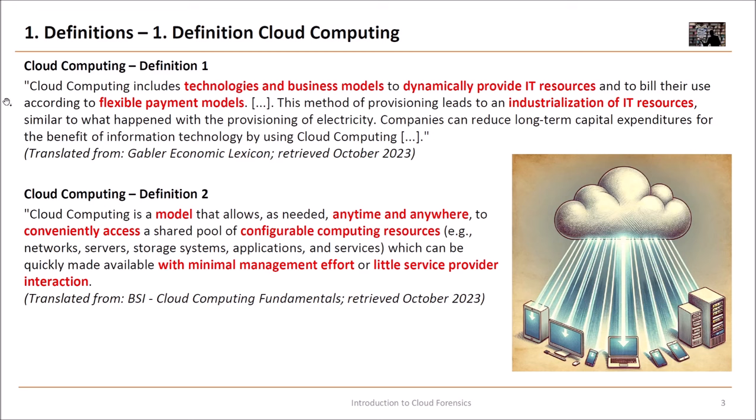The first definition is that cloud computing includes technologies and business models to dynamically provide IT resources and to bill their use according to flexible payment models. This method of provisioning leads to an industrialization of IT resources similar to what happened with the provisioning of electricity. Companies can reduce long-term capital expenditures for information technology by using cloud computing.